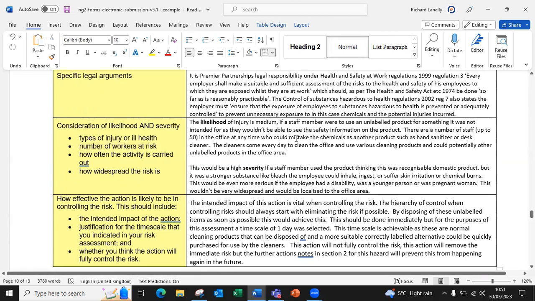We've talked about that. So a number of staff, up to 50 in the office at any one time, could mistake the chemicals as another product, such as hand sanitizer or desk cleaner. It could be something a lot more corrosive than that. The cleaners come every day to clean the office and use various products and could potentially use other unlabeled products in the area.